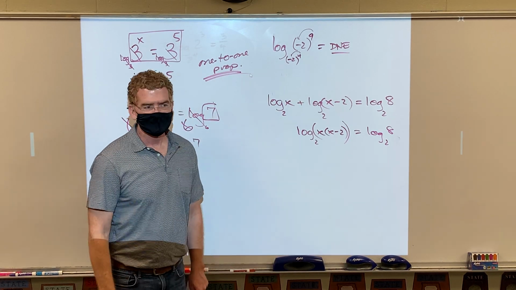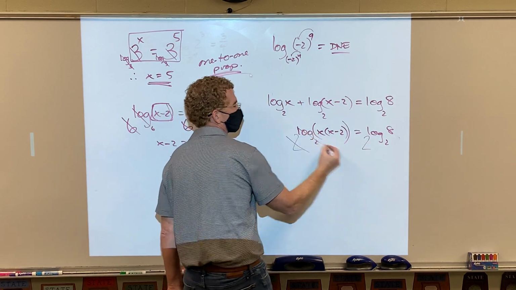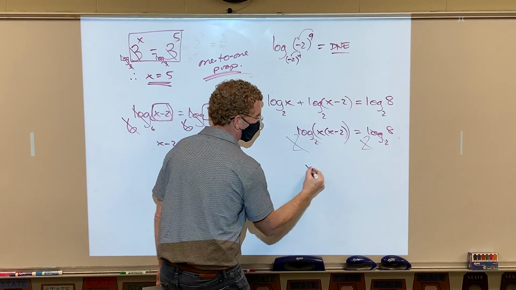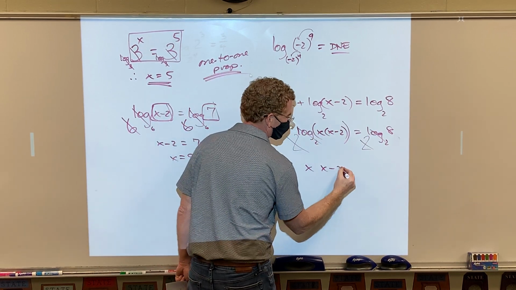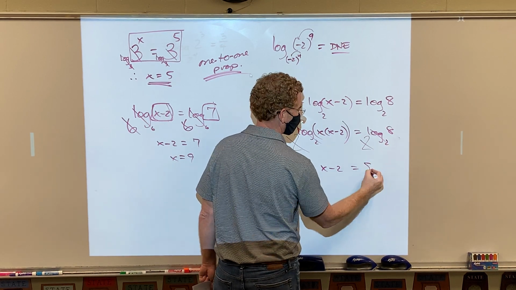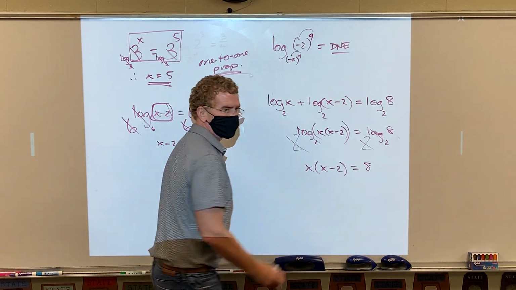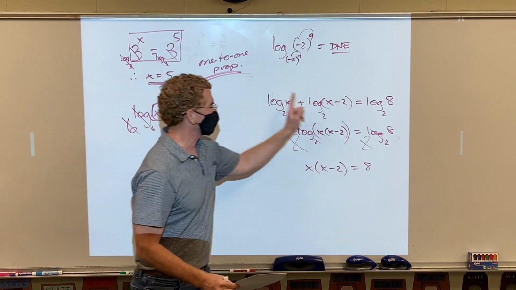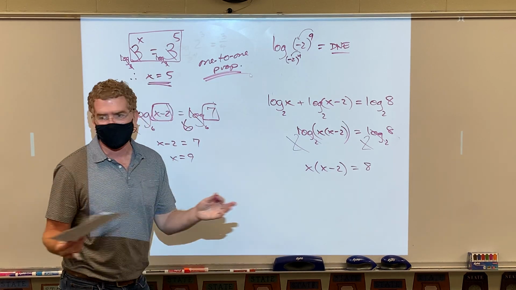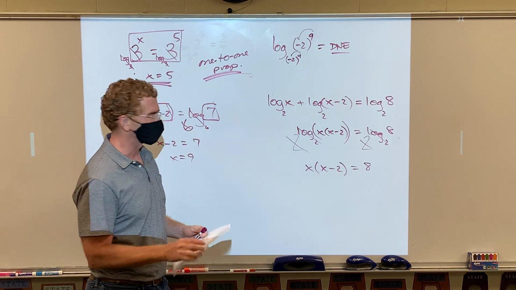One-to-one property. Now you can still exponentiate, right? 2, 2, cancel, cancel. But instead of getting x plus x minus 2 equals 8, you get what? X times x minus 2. So don't come in here and just cancel logs like that. That's real sloppy. It's not math. It's, algebra 2.7. We don't want to do that.